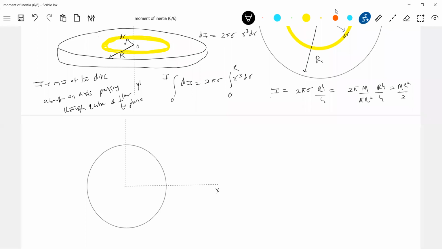This lies in the xy plane with origin at the center and having a mass m. This is the origin. Now I want the moment of inertia about the axis passing through point P and perpendicular to the plane. Or this, there's a plane diagram. The 3D diagram will be like this.